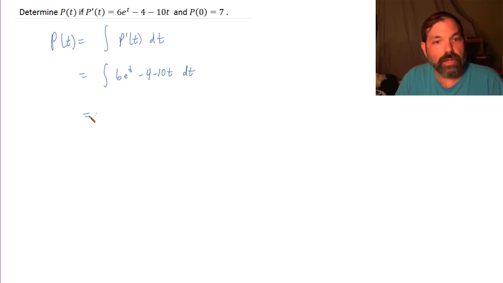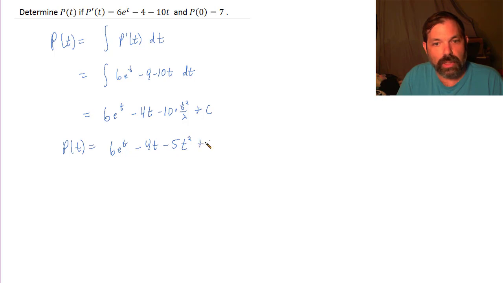So finding the antiderivative of 6e to the t, that would be 6e to the t. The antiderivative of the minus 4 would be minus 4t. The antiderivative of the 10t would be minus 10 times t squared over 2 plus a constant. So P of t is 6e to the t minus 4t minus 5t squared plus a constant. Now, we know that P of 0 is 7. See, this is a condition. We need to now use this condition to find the appropriate value of C.